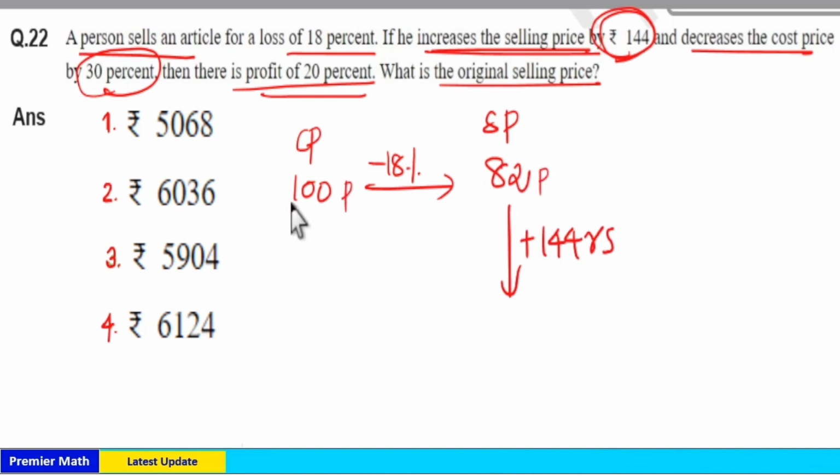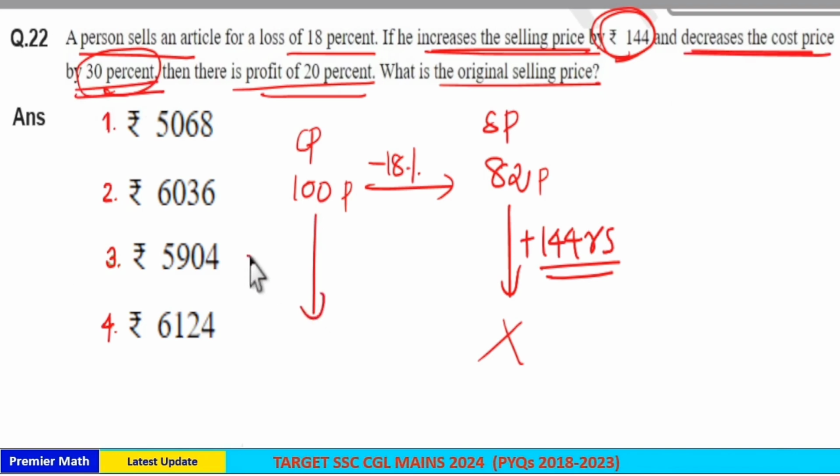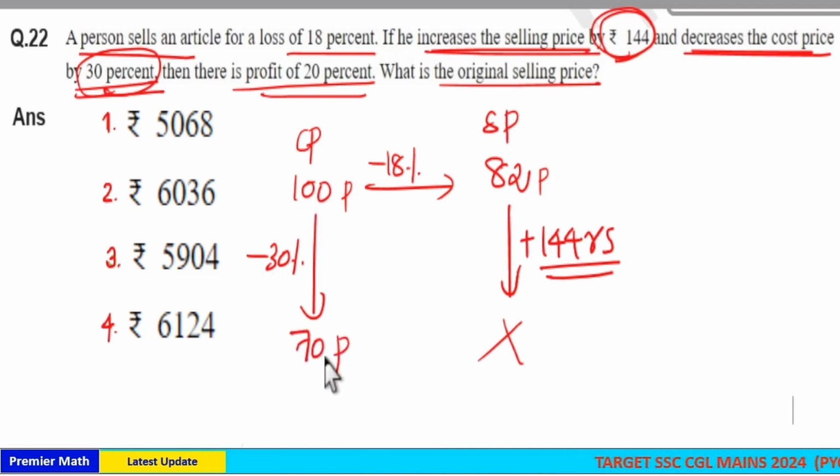We got this 82 part from this 100 part, which is an assumption. So this is exact 144 rupees. Don't add this exact 144 rupees to this 82 part. That is wrong. Instead, here he decreases the cost price by 30%. So you can take the decrement of 30% from this 100 part because this is a percentage of cost price. So 30% of 100 is 30. So 100 minus 30, 70 part, is the current cost price.